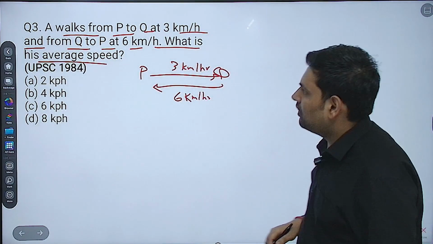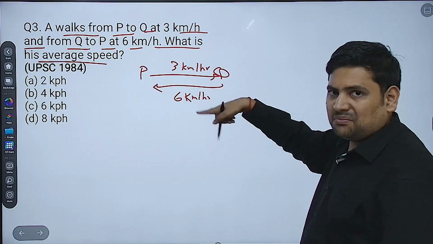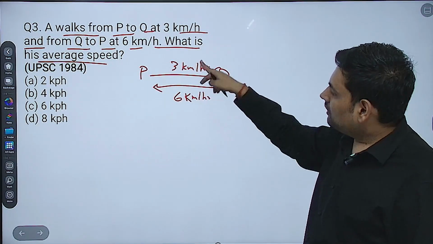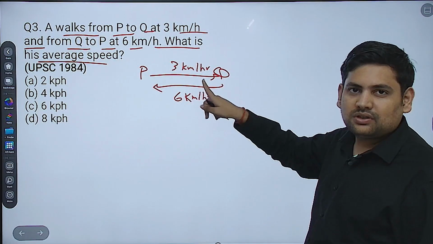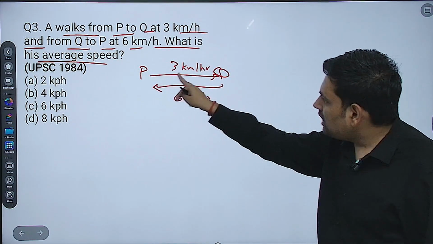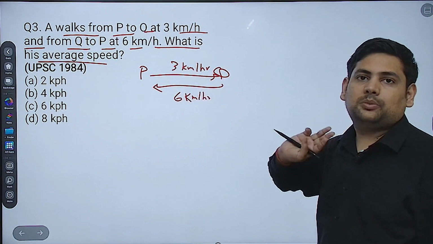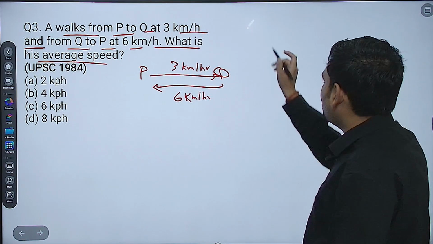Okay, now what is asked? What is his average speed? How will you calculate this? Simply, can you add them? 3 plus 6, 9, 9 divided by 2, 4.5. No, it is incorrect. Why? Because it is traveling much more time at 3 km per hour, much lesser time at 6 km per hour. Okay, so how do you calculate this?